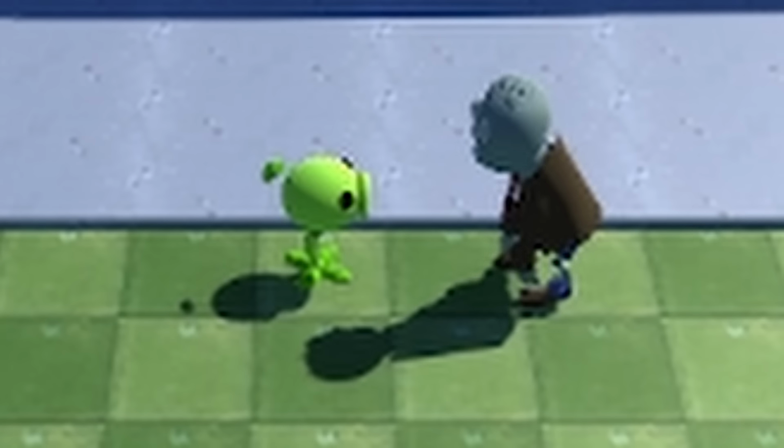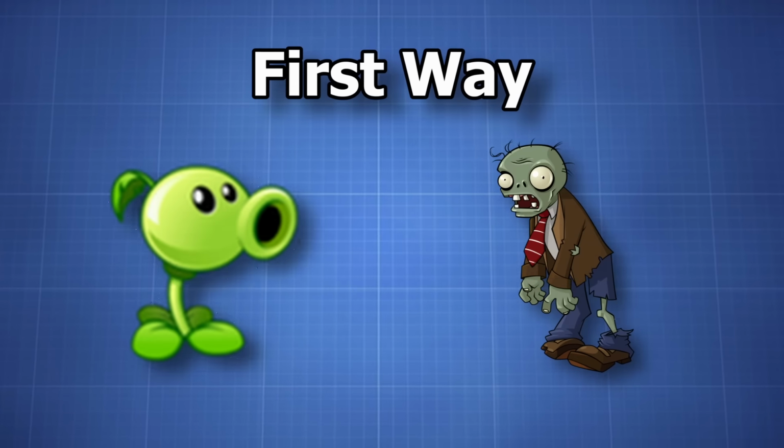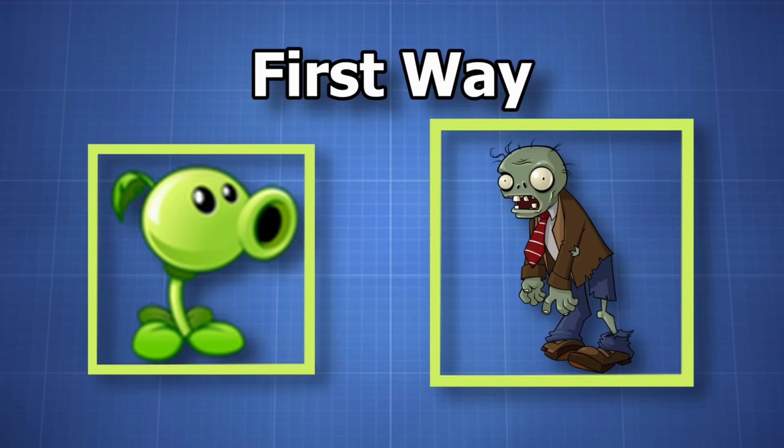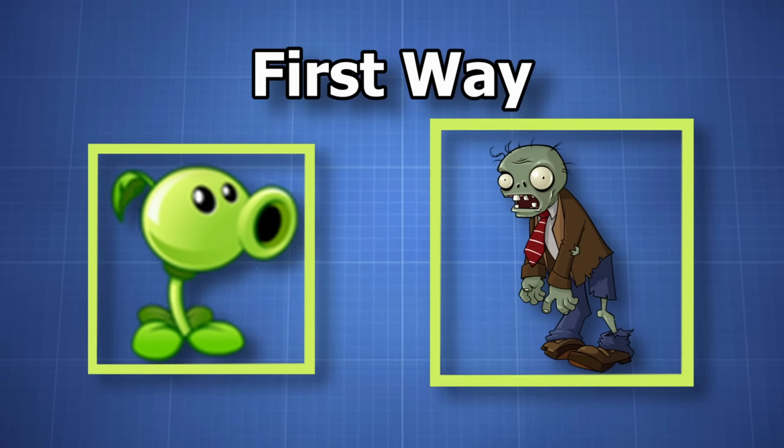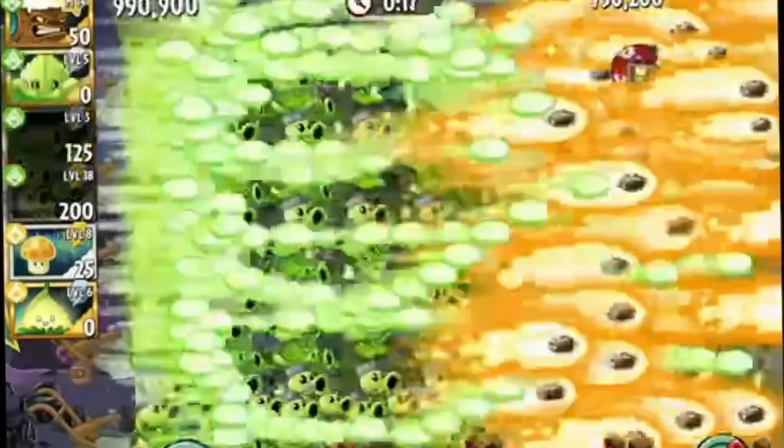Now the only thing left to do is make the zombies actually be able to eat plants and be killed. The first way I tried was using box colliders on the plants and the zombies, but that ended up failing due to the large amount of lag it produced. So I tried using Vector3 distance, which checked the distance between two objects, and if the distance was less than a certain amount, we would make the zombie eat the plant or damage the zombie.